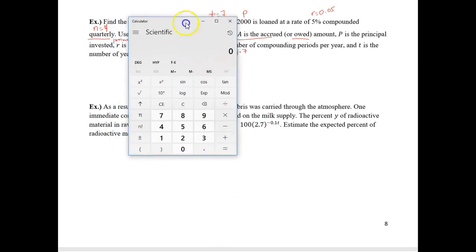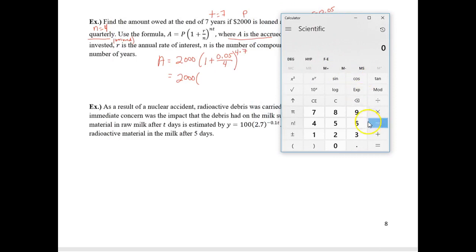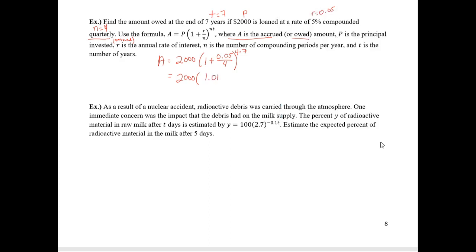Let's clear this out. So 0.05, divide that by 4, and then add 1. We get 1.0125. Don't round that. We only round our final answer, so do not round that number. If it's a long number that's repeating, leave it in your calculator. Do not round it. And then I can do 4 times 7, so it would be to the 28th power.